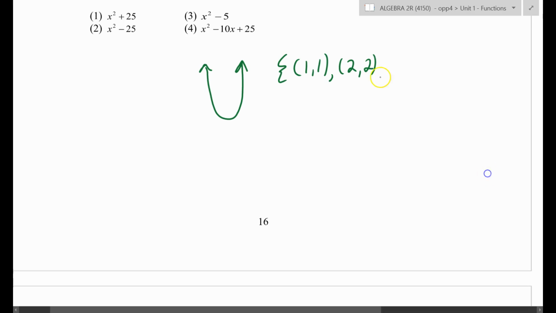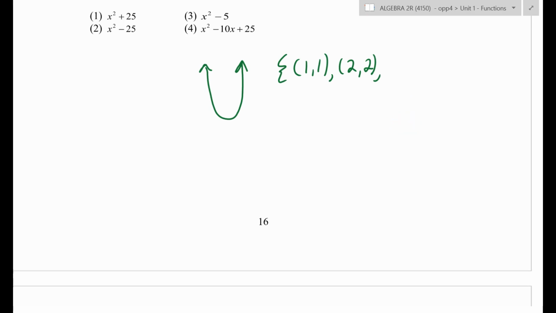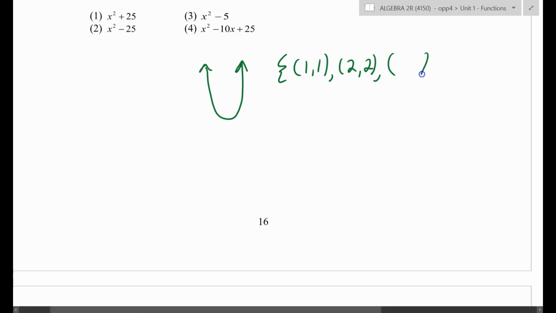Trinity, I'm gonna pick on you for 30 seconds. Ready? I want you to create or add another point to this where it would not create a function. I want to add a point where it's not going to make this a function. 3, 2. All right, so Trinity says 3, 2.